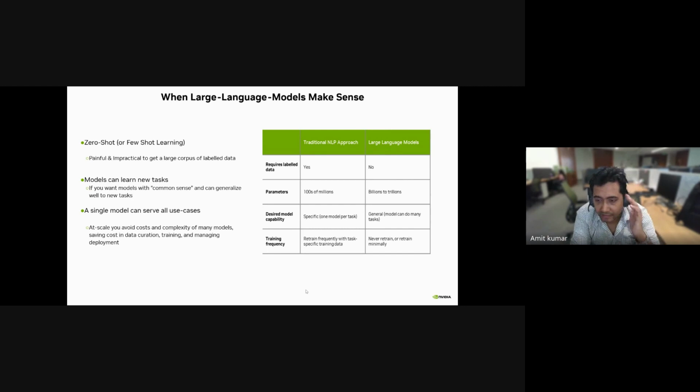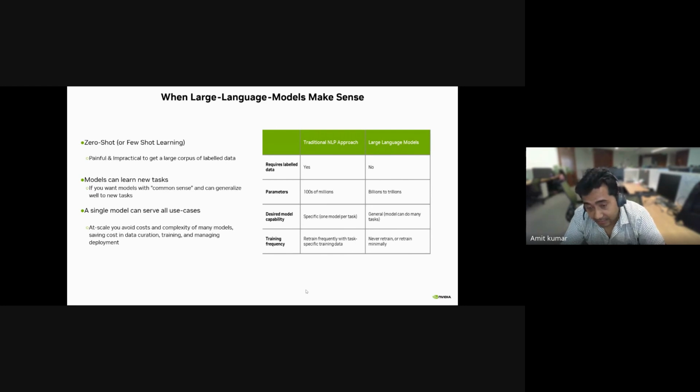If you think of a derived use case for every downstream task, for every application, you don't have to train the model. You have the foundation model, you give it some prompts, and you can do it. That makes it very powerful, and a single model can serve all use cases, right? So that's why some people also call it a foundation model.